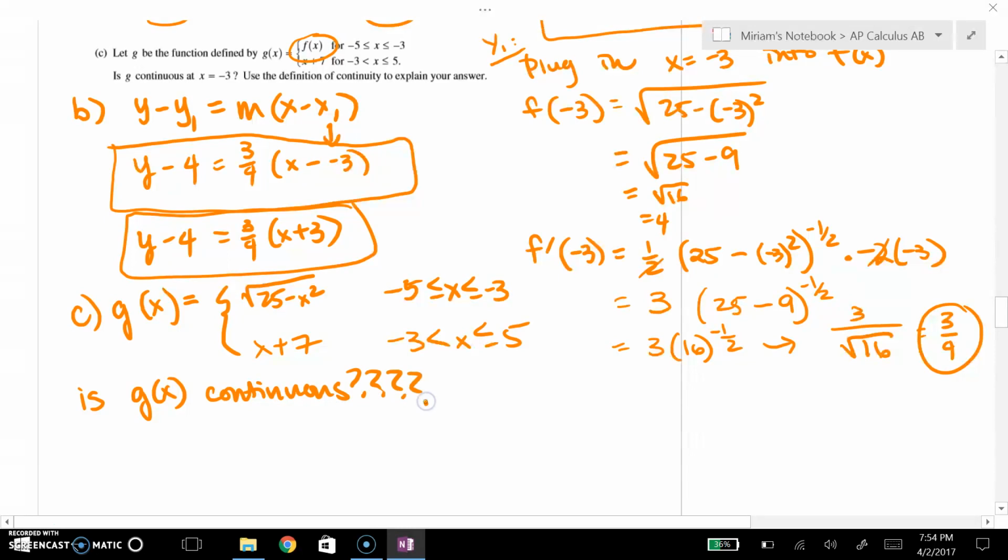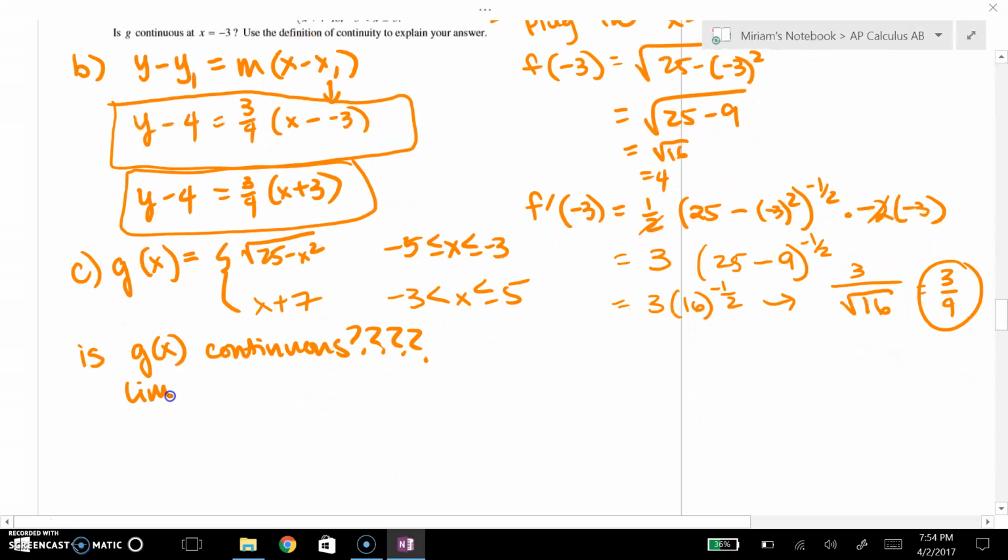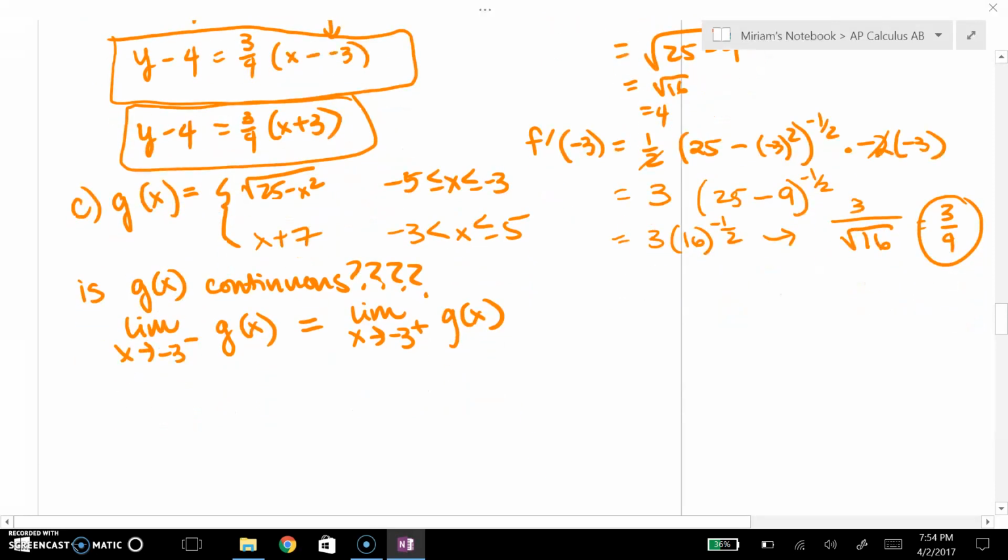So quick hint, you need to show that the limit as x approaches negative 3 from the left should be the same as the limit as x approaches negative 3 from the right. Okay, so you need to be able to do C on your own. Make sure you pause, check with a partner and with the people around you so you guys are doing the same correct work.